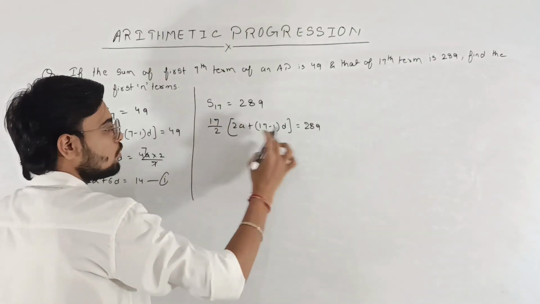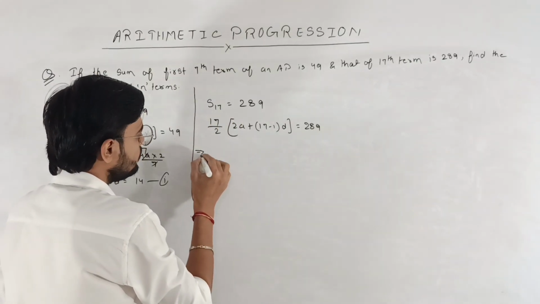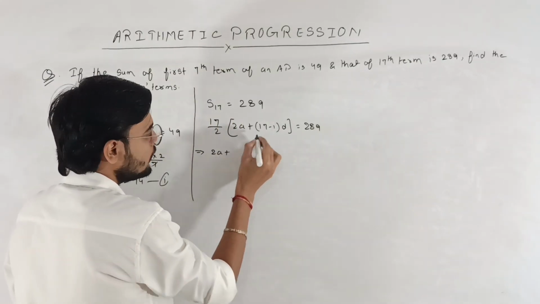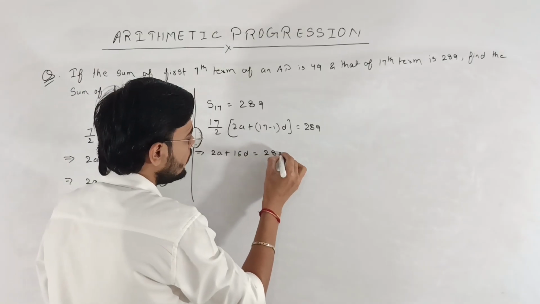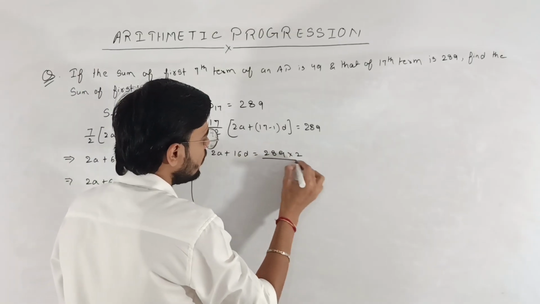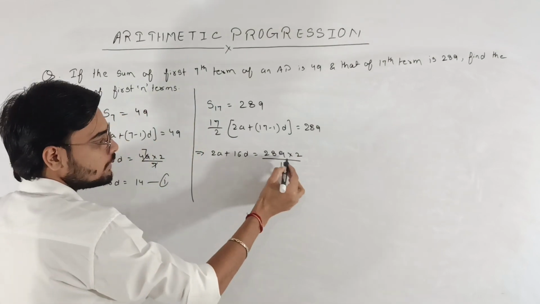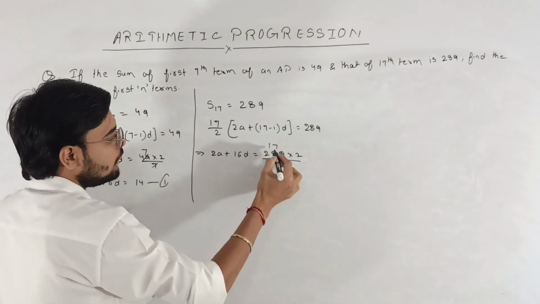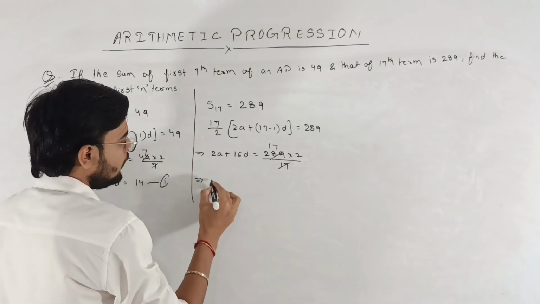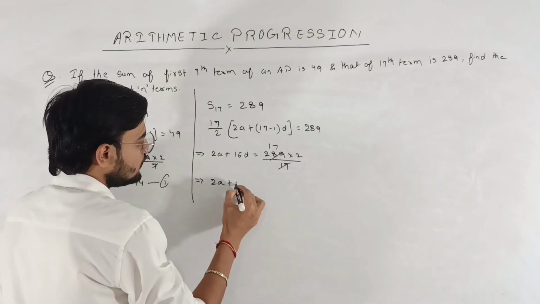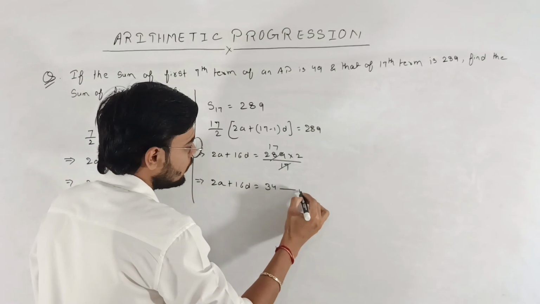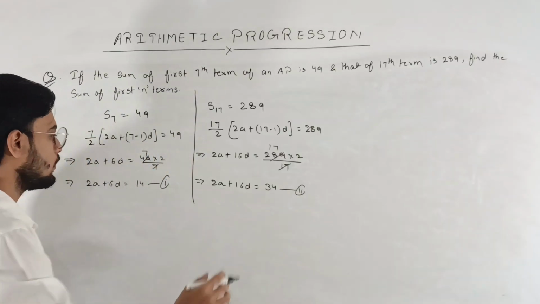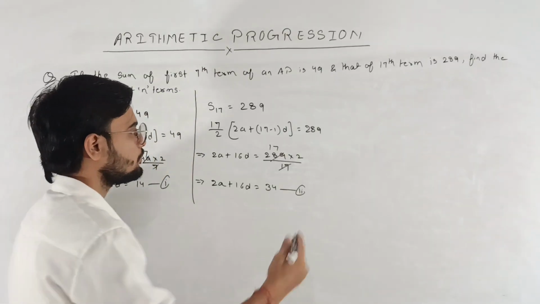Now again this 17 by 2 goes this side, then it becomes 2a plus (17 minus 1, which is 16) d is equal to 289 multiplied by 2 upon 17. Now 289 is the square of 17, so 17 into 17 is 289. So from here 2a plus 16d is equal to 17 into 2, which is 34. Now this is my equation number second. This is first, this is second.